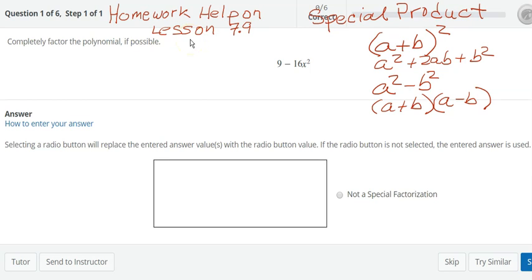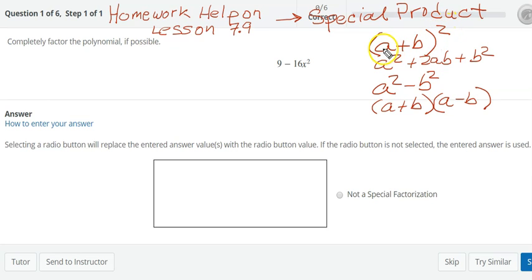In this lesson, we're going to do homework help on lesson 7.9. And this dealt with special products.